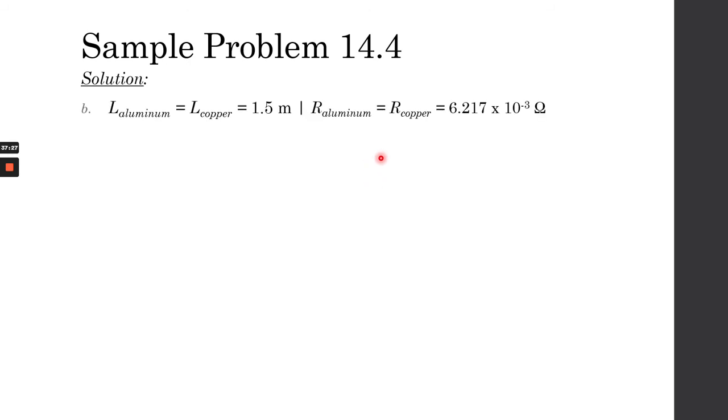Letter B. Ang tinatanong sa letter B is ano yung diameter dapat ng aluminum. So if we have an aluminum instead of a copper rod and we have the same length and we want to get the same resistance, ano kailangan yung diameter ng ating aluminum para makuha natin yung same resistance. So we know na yung length natin ng ating aluminum is the same ng length ng ating copper, which is 1.5 meters. And alam natin na yung gusto natin makuha is the same resistance for our aluminum and our copper, which is 6.217 times 10 raised to negative 3 ohms. Ito yung sinulog natin sa letter A.